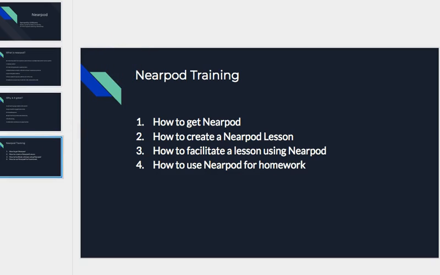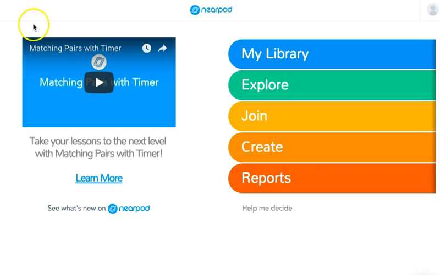Okay, so the first step is to go to nearpod.com, and when you go there, I'm already signed in, and so you can see that it has my library, and you can explore and use other resources from other teachers and other Nearpod presentations that they've created. So when I go to my library, it's the lessons that I've created, and I have spent money on this. Nearpod is about a little over $100 per year.